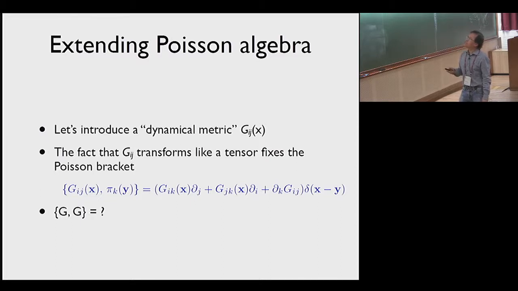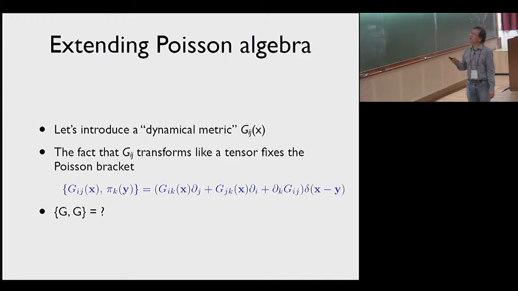And the fact that Gij transforms like a tensor can be used to fix the commutator of G with the momentum density. The physical reason is that the total momentum is the translation of the whole system. Density of momentum is an infinitesimal transformation, like a diffeomorphism. So the transformation of G under diffeomorphism completely fixes the Poisson bracket of G with the momentum density. So in order to complete the Poisson algebra, we need to find the commutator of G with G.